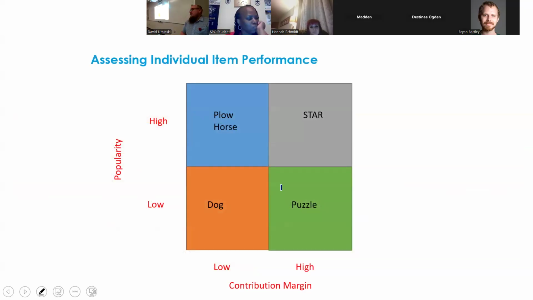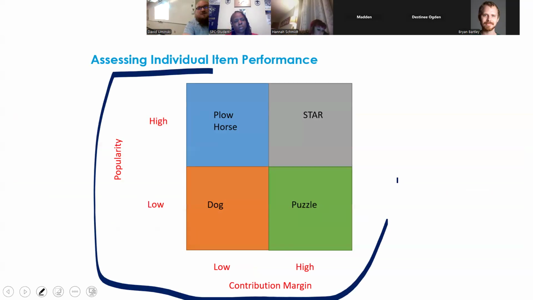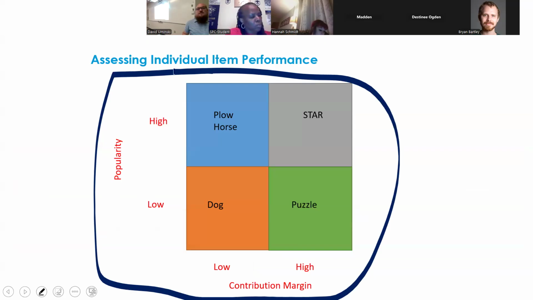All right. So here we go. On your notes, go ahead and draw this, including all the words that I have circled.